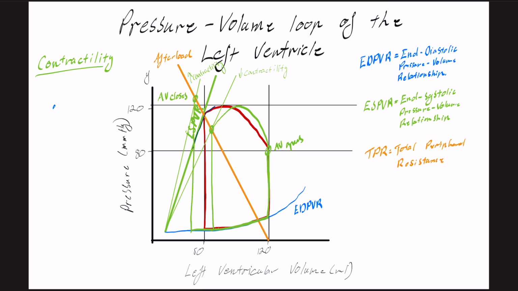And then again, the same occurs for our increased contractility with the steeper line. And then as expected, our stroke volume changes. So with a decreased contractility, there's less stroke volume, and with an increased contractility, there's more stroke volume.